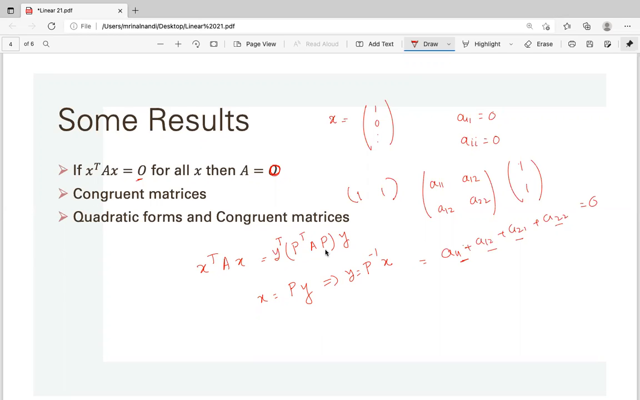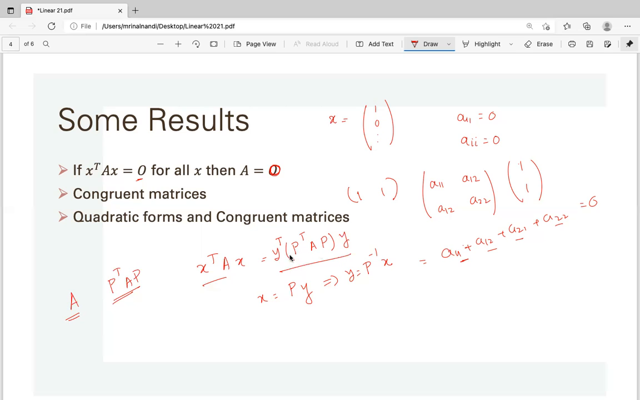Now these two are different matrices, A and P transpose A P, but they have the same classification. If the left hand side is positive definite, then the right hand side is also positive definite, and if the right hand side is positive definite, then the left hand side is also positive definite. So the positive definiteness of these two is equivalent, because for every x we have a y and for every y you have an x.